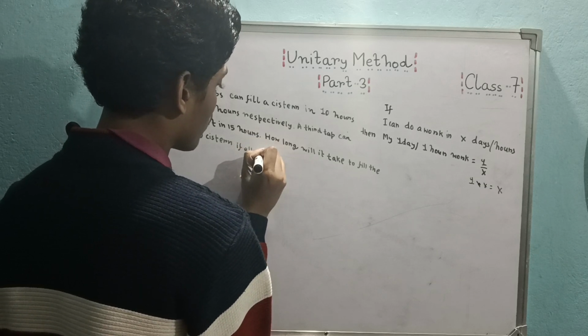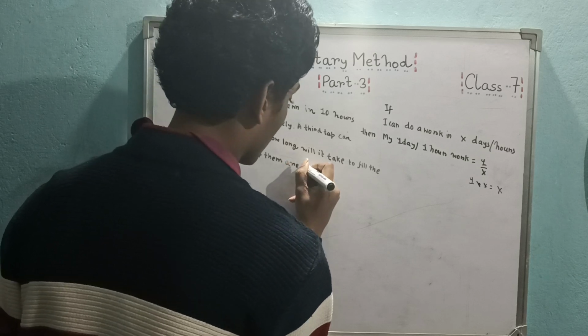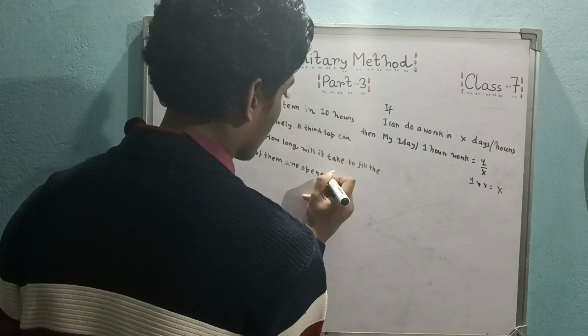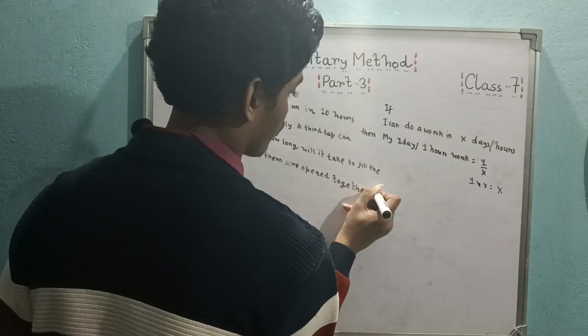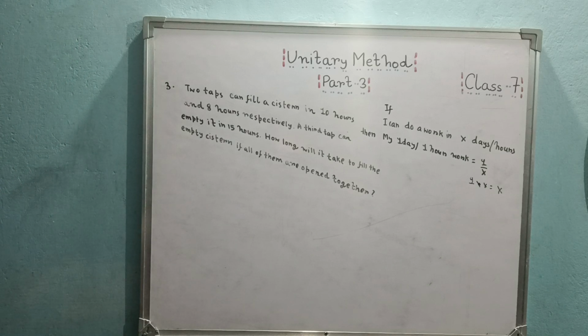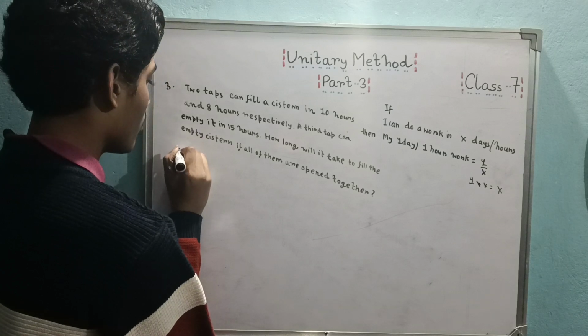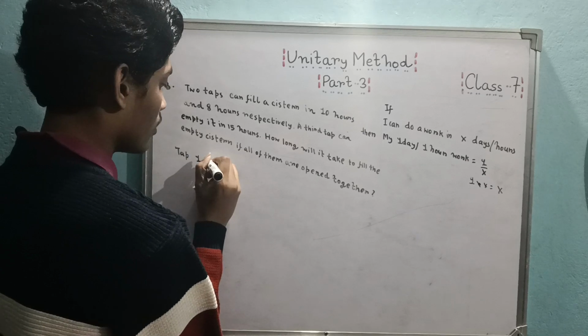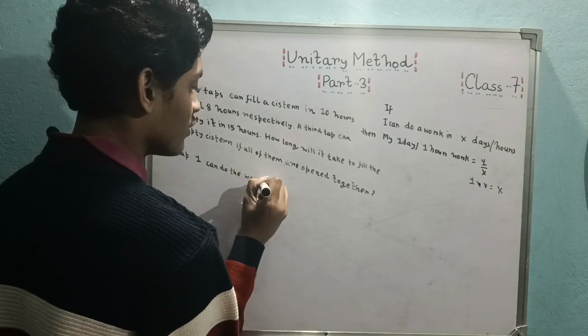If all of them are opened together, let's figure it out. Suppose filling by a tap or emptying by a tap is the work done. Two taps can fill in 10 hours and 8 hours respectively. Then tap 1 can fill the cistern, do the work, in 10 hours.